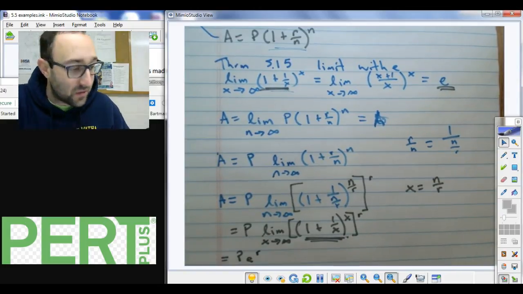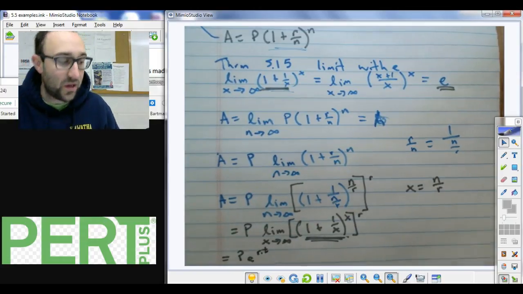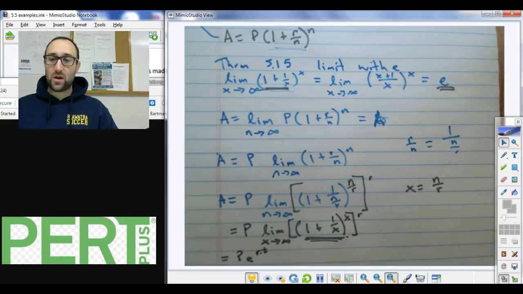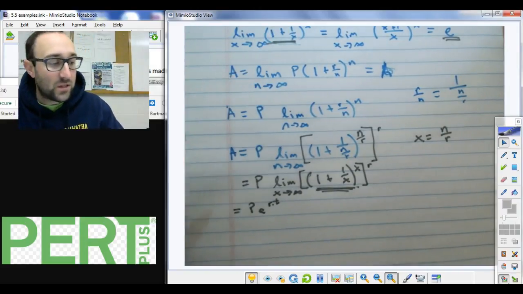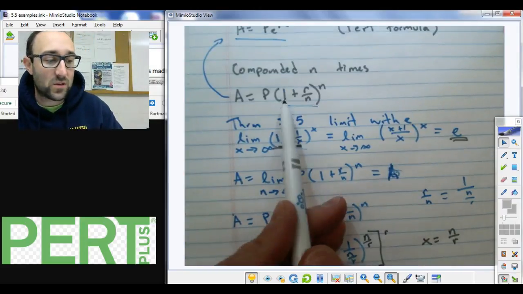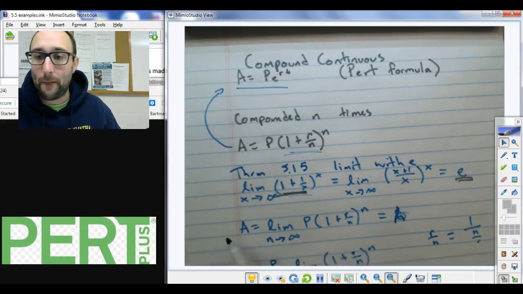Okay? So that means all we have to do is say, how long is that going to be? And we have the formula. Multiply by t for that many years, and you got it. So that is how we go from compounding n times to compounding continuously. We have this one. As n gets really, really large, it just goes to e. All right, there you go.